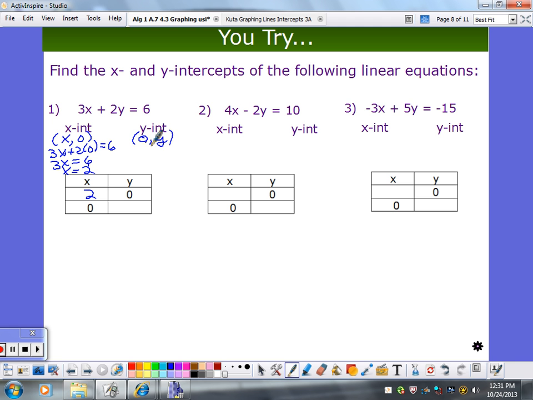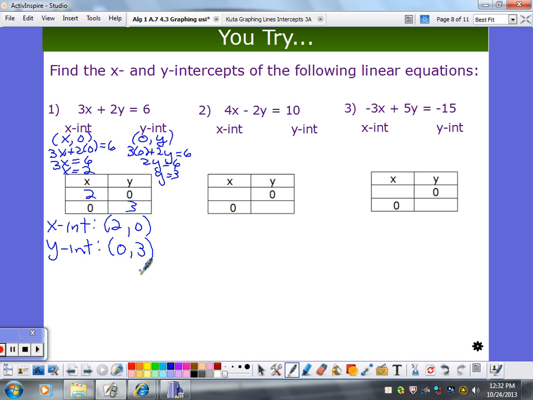Let's do the same for my y-intercept. My y is the one I don't know, but I do know my x. It is 0. And I'm getting 2y equals 6, y equals 3. So what are the coordinates of the x-intercept? (2, 0). And what are the coordinates of the y-intercept? (0, 3). I mean, that's really it. We got a lot of explanation for something that should be relatively easy.